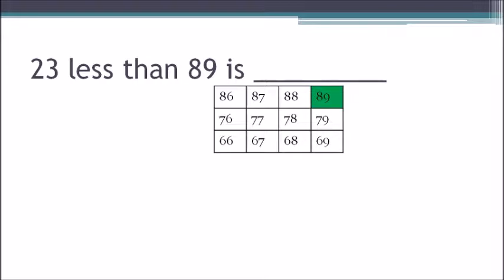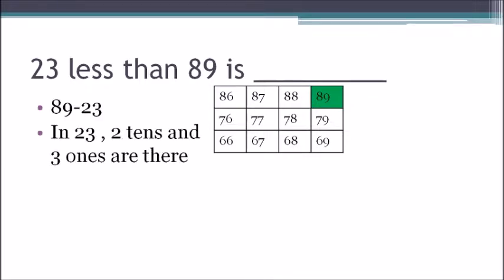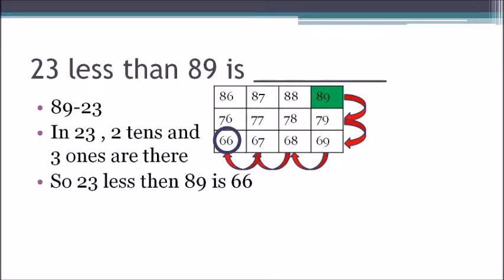So how many tens and ones does 23 have? 23 has 2 tens and 3 ones. So we know in case of subtraction for tens what we have to do? We have to come towards the down, and in case of subtraction for ones we have to come towards the left. So here 23 has 2 tens and 3 ones. So we have to take 2 steps towards down and 3 steps towards left. Then we'll reach which number? 66. So here answer will be 66. So 23 less than 89 is 66.